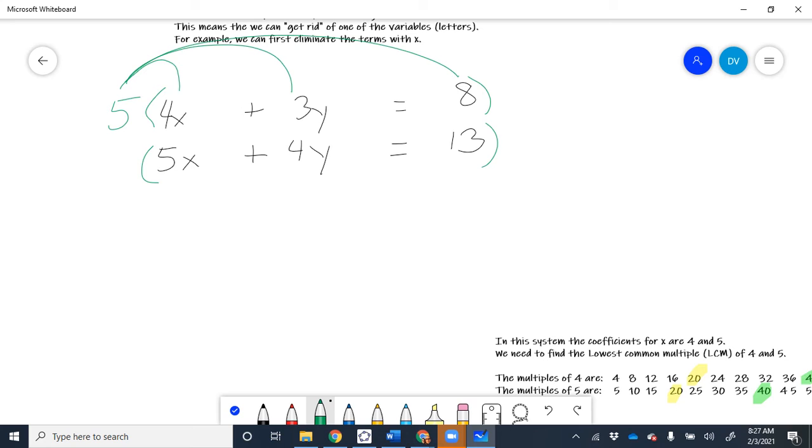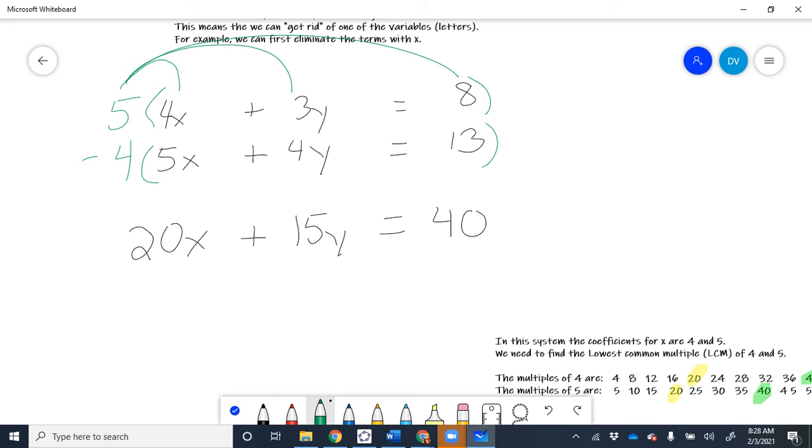We also need to get a negative 20. So on this second equation, we want to multiply by negative 4, because negative 4, again, if we use the distributive property, let's use the proper word here. If we multiply all those terms, we'll get, I'm going to go ahead and do it now. So first, let me do the top. 5 times 4x is 20x. 5 times 3y is 15y. And 5 times 8 is 40.